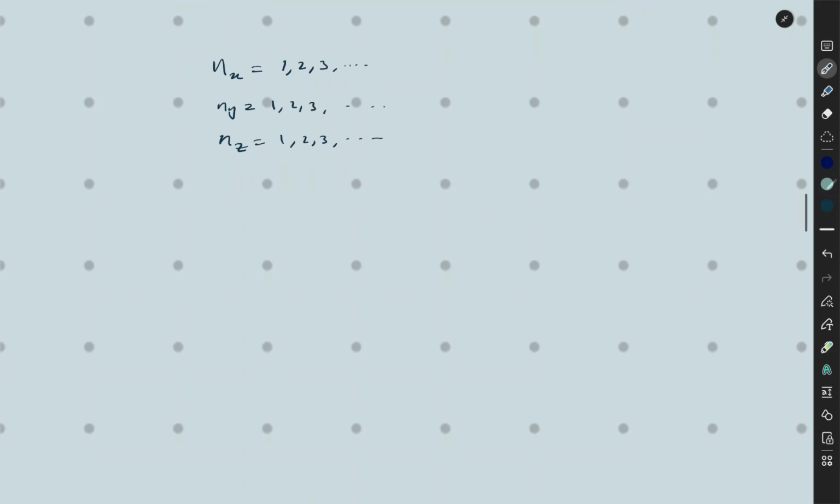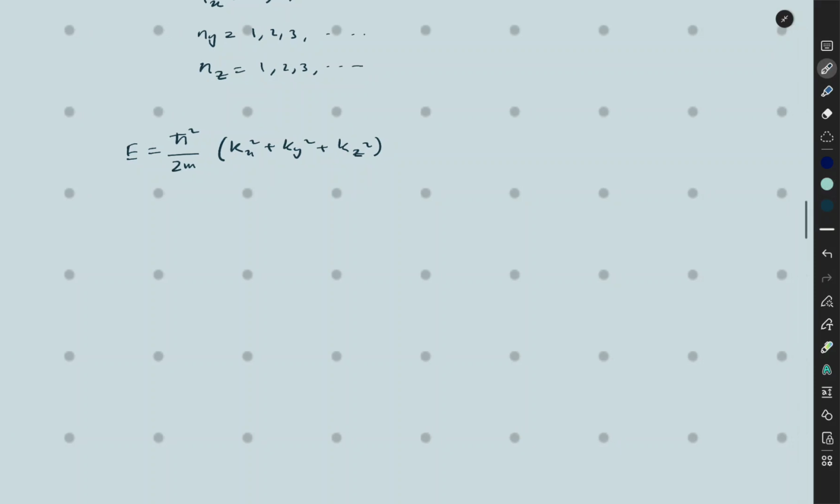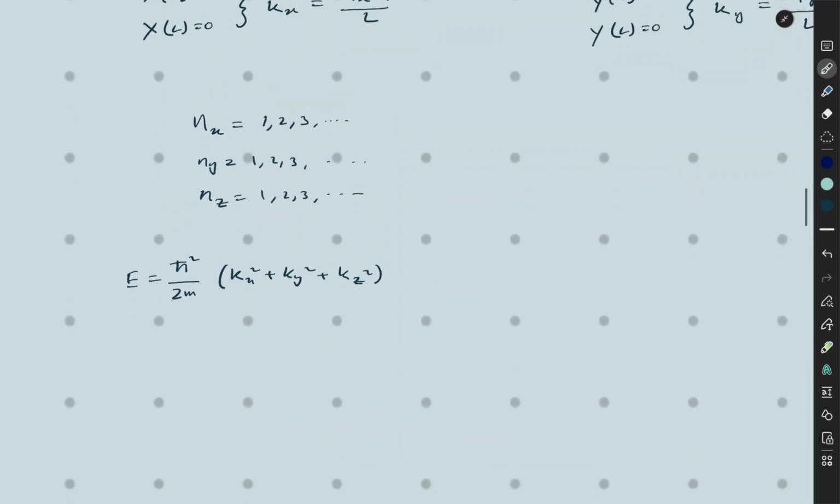So now we will be deriving the final energy eigenvalue. So how we'll do it? That is E equal to h cut square by 2m into kx square plus ky square plus kz square. So now we will substitute the k value that we got in this equation.